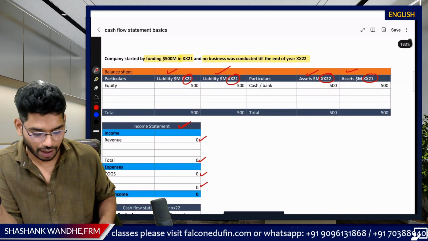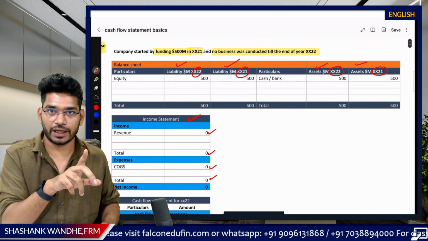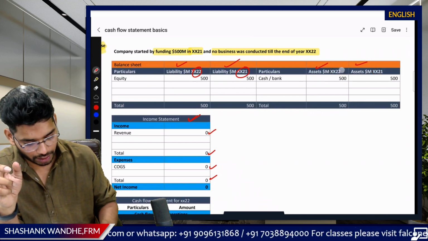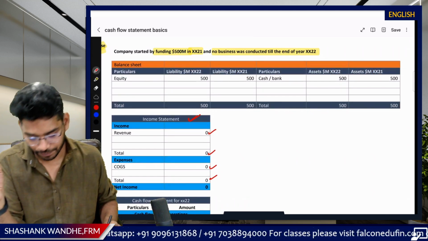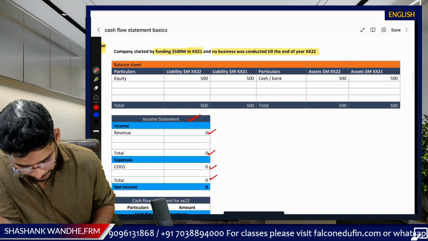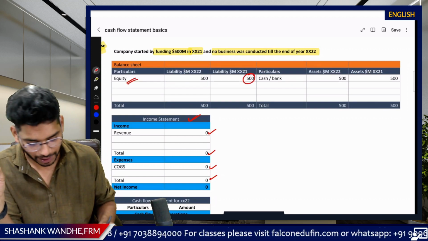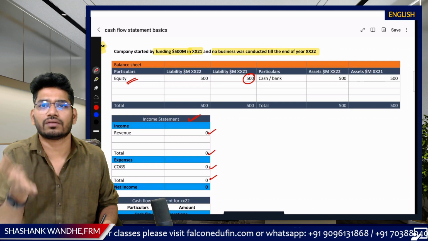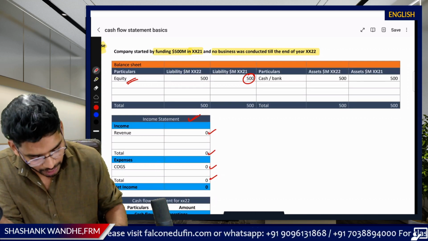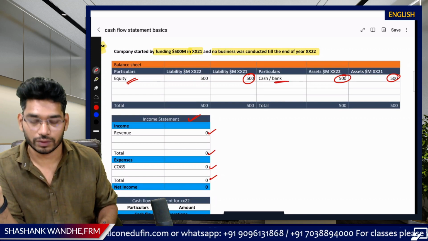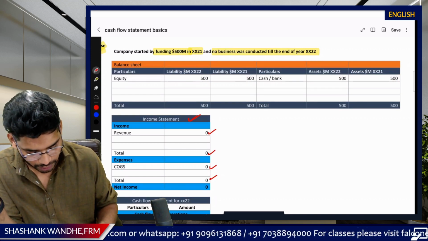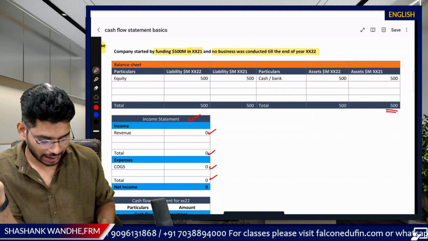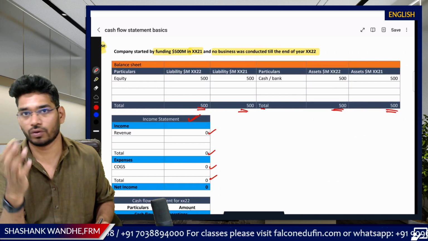But for the next illustration, you have to remember these figures. We started with the 500 million. In the current year also, because there is no business, we don't have any other item here. We started our business with the 500 million. That's why we have this 500 million in liability in the equity part. And obviously, when the equity holders, the promoters of the business, provide 500 million, this will get deposited into the bank account, right? So that's why here we have this cash or bank account showing you 500 million. And our balance sheet is tallied, 500 million here and 500 million here in both the years.